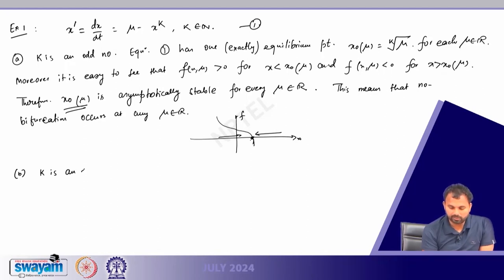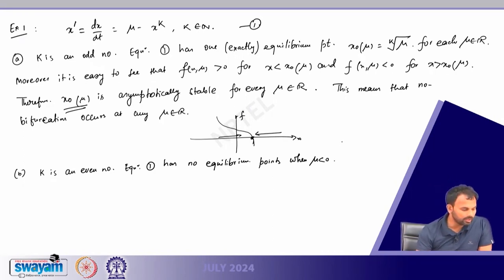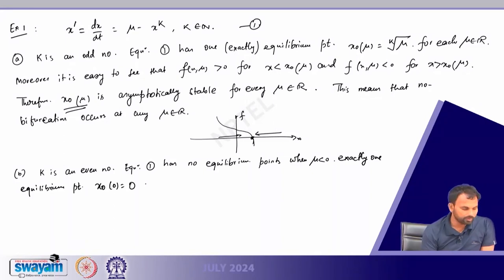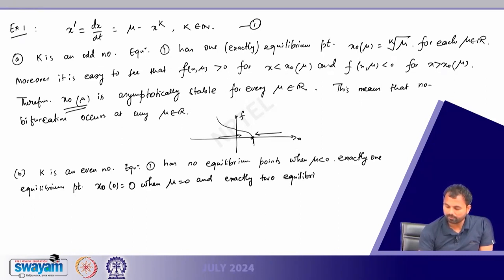So k is an even number. Then equation 1 has no equilibrium points when mu is less than 0, because then it will become imaginary. So it will have no equilibrium points. It will have exactly 1 equilibrium point when mu is 0, that is x0 equals 0, and exactly 2 equilibrium points when mu is positive. Makes sense, right?